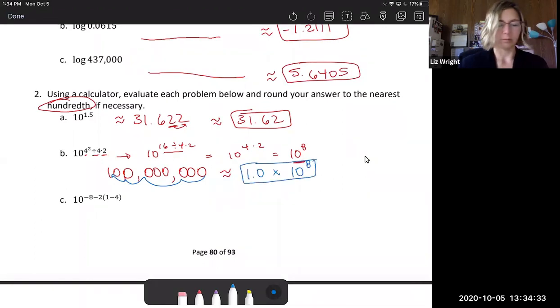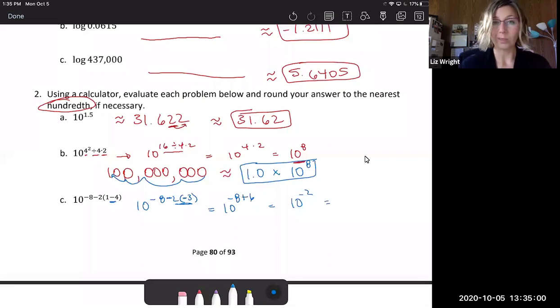All right, let's try our next one. So here we're going to do this in parentheses first. So it's going to be 10 to the negative 8 minus 2 times negative 3. And then we're going to do this multiplication. I'm going to think about this as being a negative times another negative, which is going to give me a positive. So I'm going to have 10 to the negative 8 plus 6, which is going to give me 10 to the negative 2.